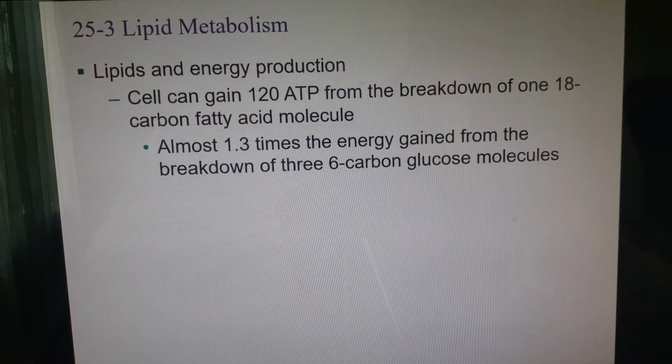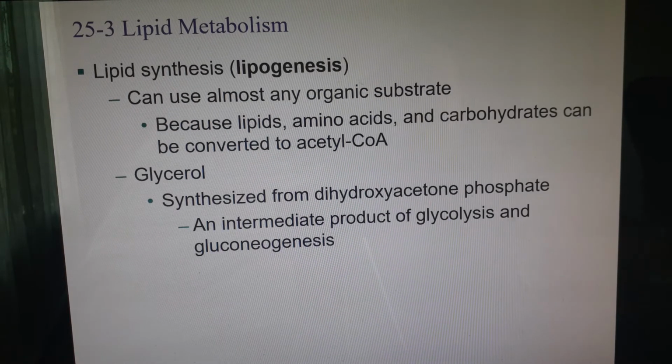Now, a cell can get 120 ATP from the breakdown of 1 18-carbon fatty acid molecule. Wow, that's a lot more ATP from fatty acids than we get from glucose. About 3 times as much compared to a single 6-carbon glucose. We also make lipids. That is called lipogenesis. So you see genesis, to make, lipo, what are we making?